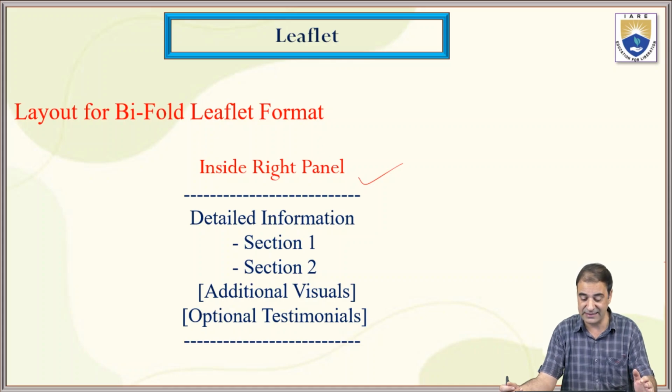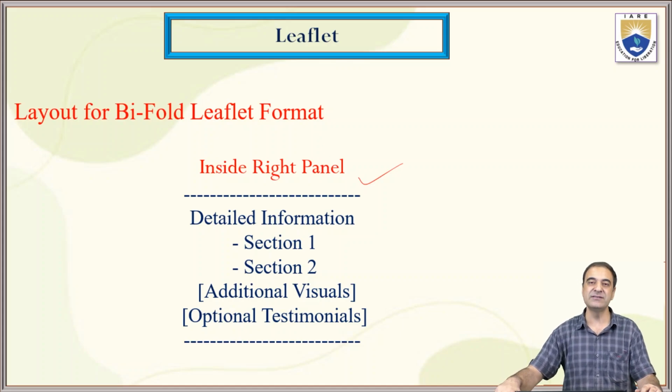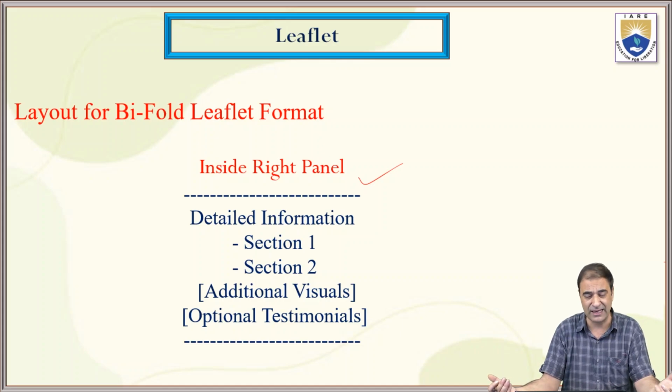Here, in this inside right panel, that means the third page of our leaflet, we give the detailed information. And here we divide the information into sections like section 1 and section 2. After section 2, we can give another visual, that means additional visuals. These visuals are so important because they support our written text. And here we sometimes give testimonials, and it's optional.